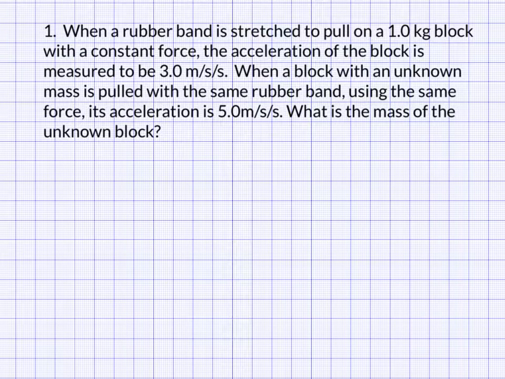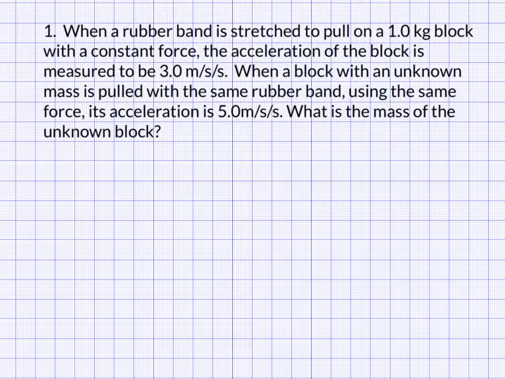We got a block being pulled by a rubber band, and we assume the rubber band is stretched to a constant length because the acceleration is constant. And it says there's a constant force. So we take that same rubber band, stretch it to the same length, produce the same force, but we attach to it a block whose mass we haven't measured. And we get a larger acceleration. So right away we can assume that this is going to be a block with a smaller mass. But we want to know what is that unknown mass.